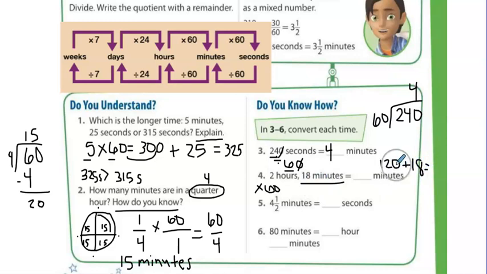So 120 plus 18, go ahead and quickly do that. You might even be able to do that quickly in your brain. That's going to give me 138 minutes.